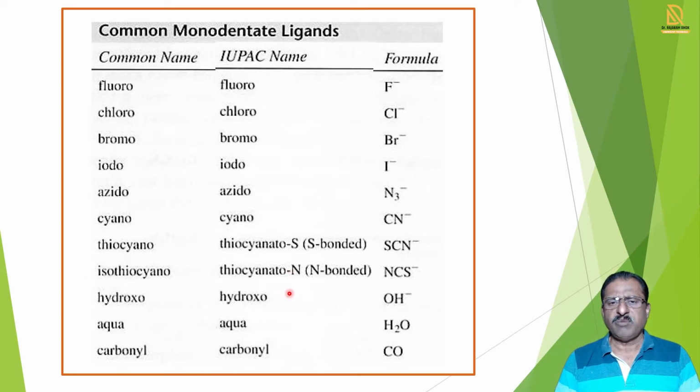Then the hydroxo group, OH minus ion; its IUPAC name is hydroxo. Then the water molecule; its ligand name is aquo, A-Q-U-O. Here there should be aquo, not aqua; there is a printing mistake. So the name of H2O is aquo. The next monodentate ligand is CO. This CO is a neutral ligand, called carbonyl. Aquo is also a neutral ligand. These are some examples of monodentate ligands.